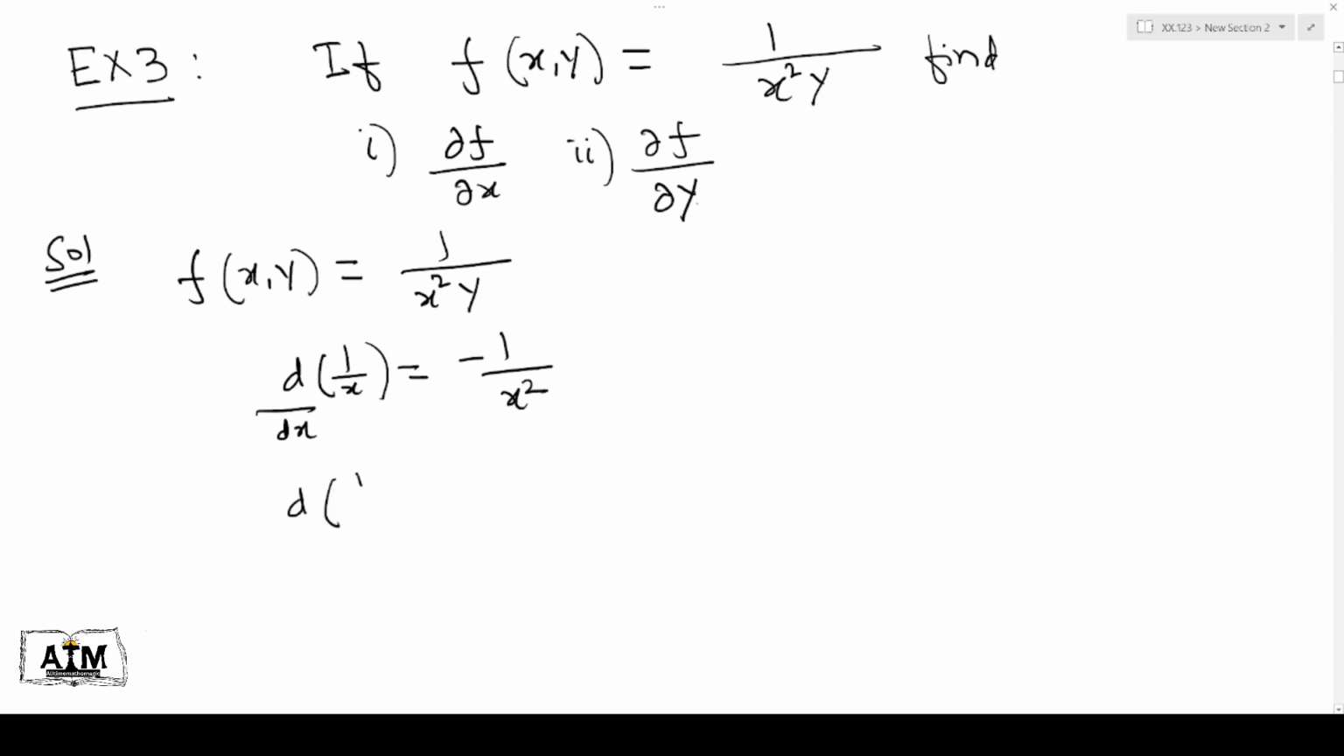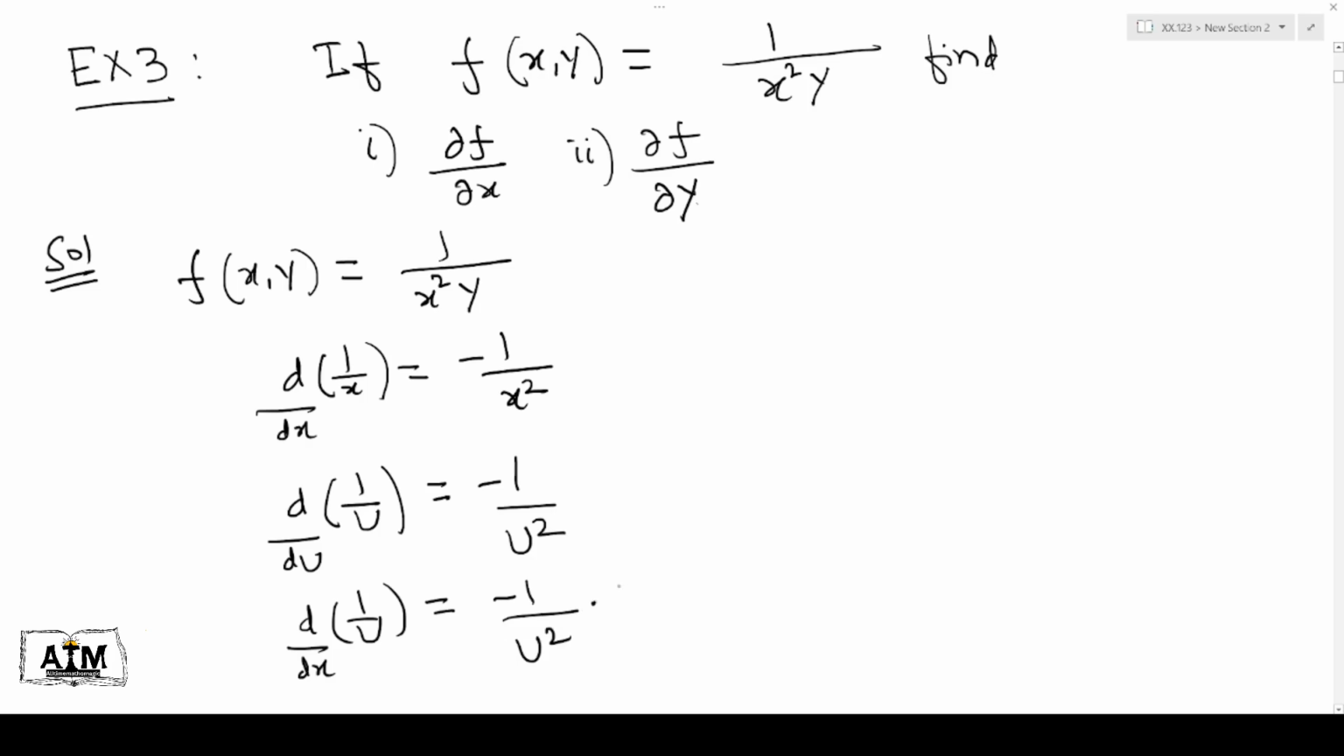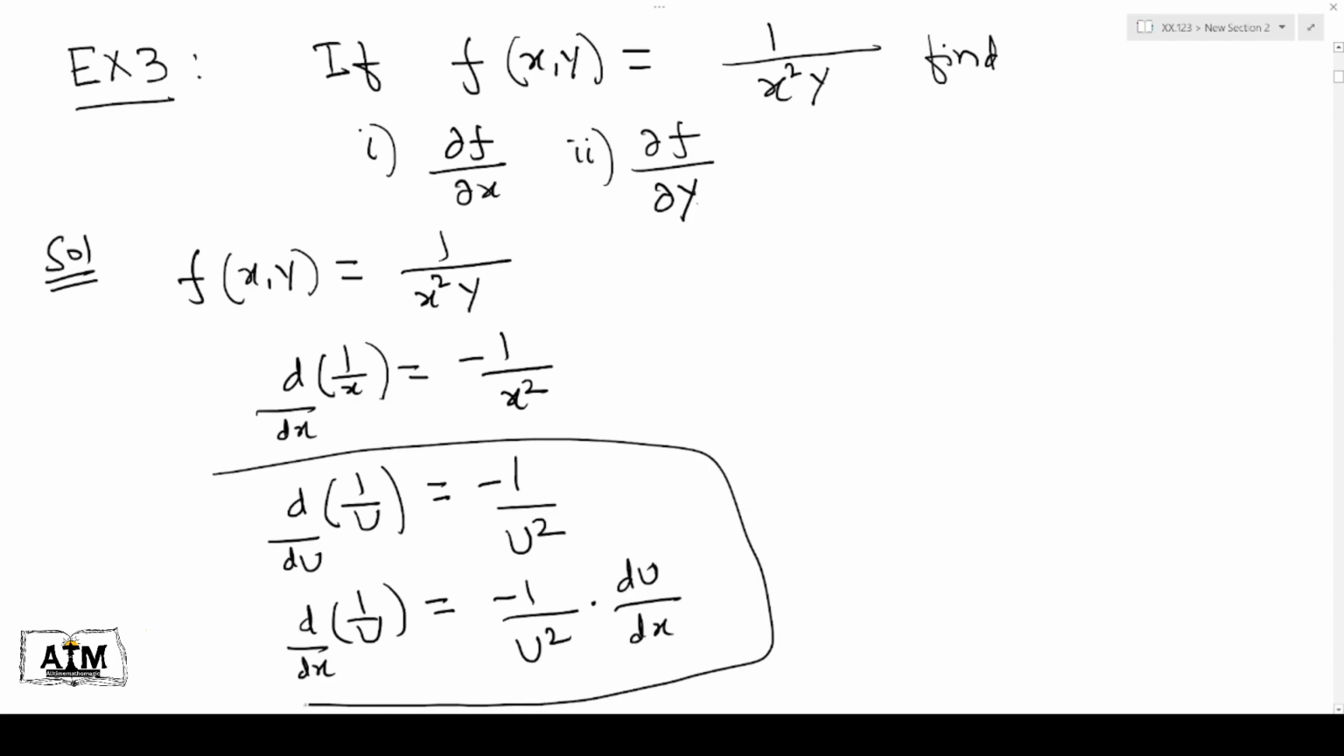Also, we know that the derivative of 1 upon u with respect to u equals minus 1 upon u square, and the derivative of 1 upon u with respect to x equals minus 1 upon u square multiplied by du by dx. So this is a basic concept of the chain rule. We are going to apply this rule here.